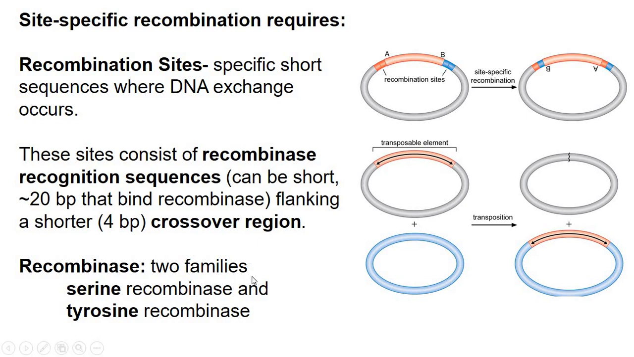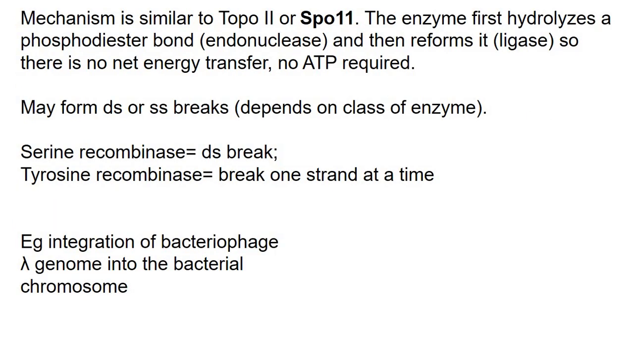There are two families of recombinases that have been identified and studied so far, serine recombinases and tyrosine recombinases. The mechanism of these recombinases is quite similar to TOPO2 or SPO11. Remember SPO11, which causes double-stranded breaks in meiosis. These enzymes hydrolyze a phosphodiester bond. They act as an endonuclease and then reform the bond, like a ligase. So there's no real net energy transfer, because this uses the energy of hydrolysis of the bond to reform the bond.